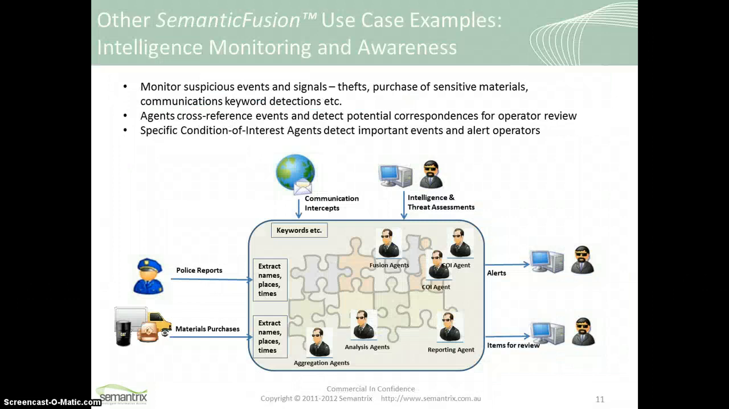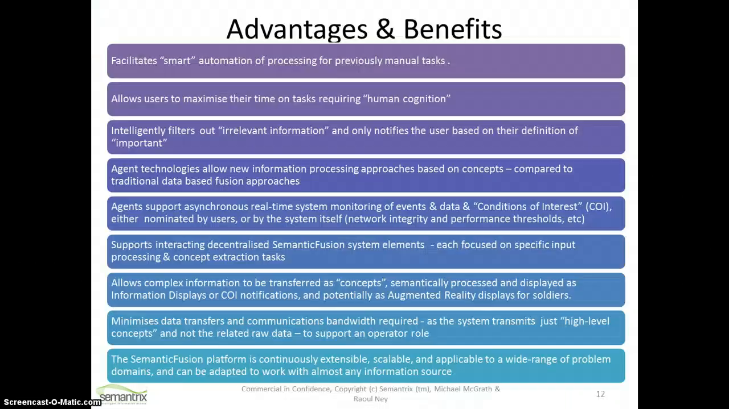So other use cases, intelligence monitoring. We have communication intercepts, we have threats and assessments, we extract keywords or materials purchases. Extra purchases of food and supplies around an enemy village may actually indicate there's an enemy grouping or terrorist grouping in that area. So we can monitor and work with that information in a different way.